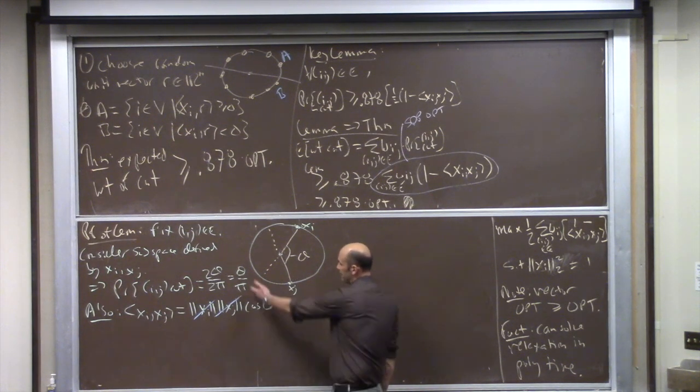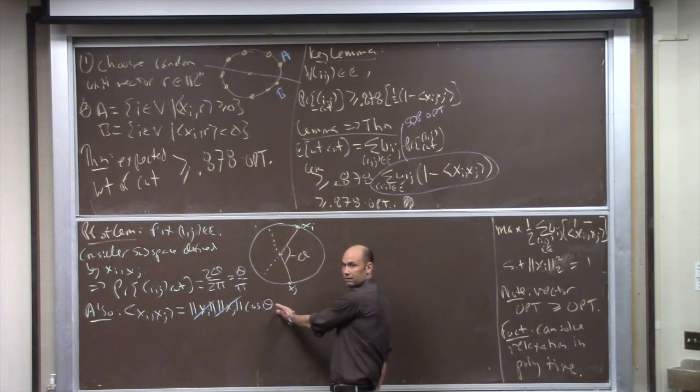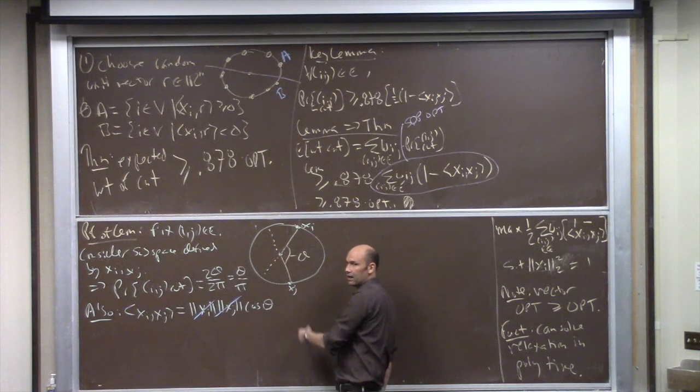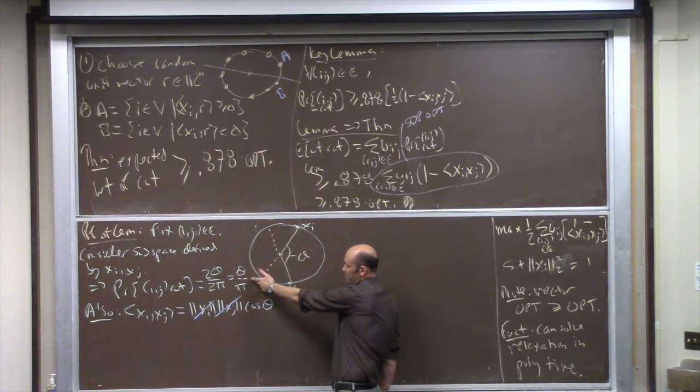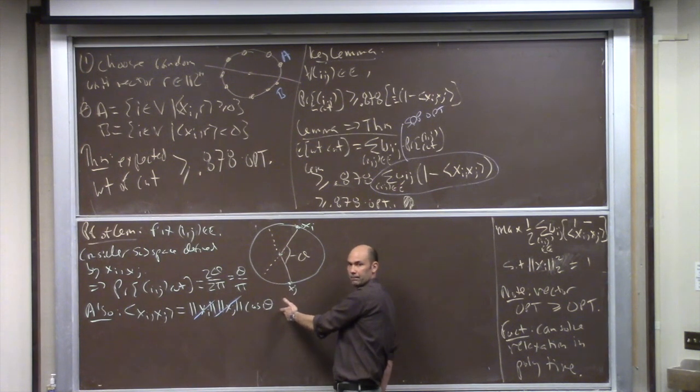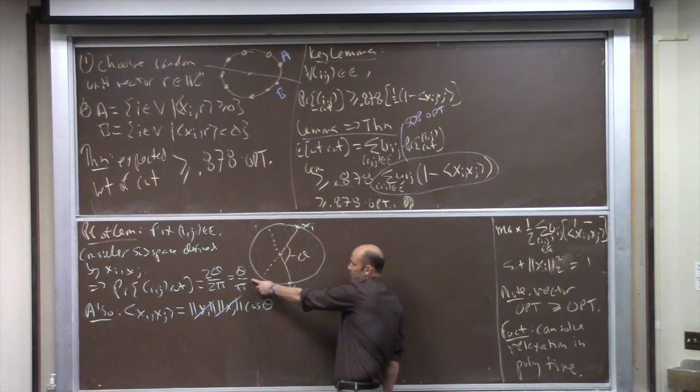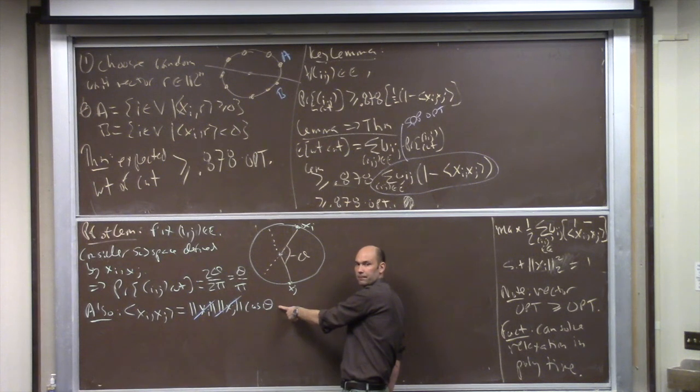We don't expect to always do as well as the SDP, but we're hoping to do as close as possible. So the question is, for a worst case choice of theta, how much smaller can this be than this? That's what's going to govern the approximation ratio that we can prove. In other words, what we want to prove is that for some constant, it's going to be 0.878, no matter what theta is, this is always at least 0.878 times this.